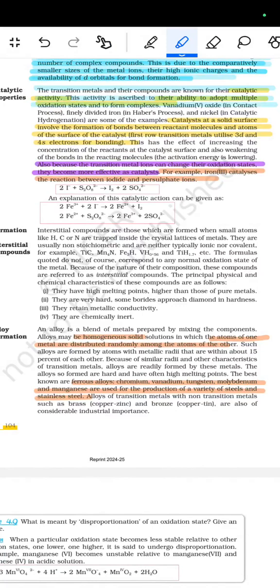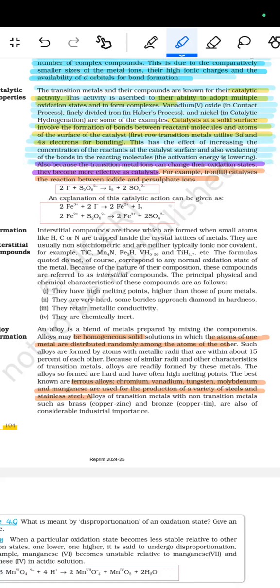Vanadium oxide in the contact process, finely divided iron in the Haber process, and nickel in catalytic hydrogenation are some of the examples. Catalysis at a solid surface involves the formation of bonds between the reactant molecules and the atoms of the surface of the catalyst. First row transition metals utilize 3d and 4s electrons for bonding. This has the effect of increasing the concentration of the reactants at the catalyst surface and also weakening of the bonds in the reacting molecules, lowering the activation energy.